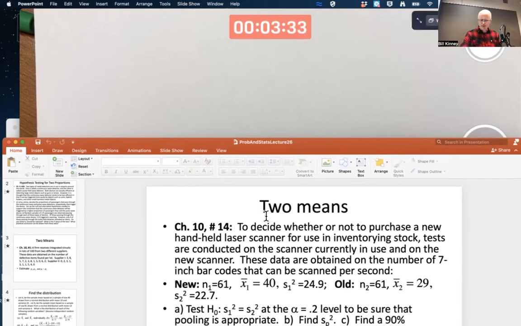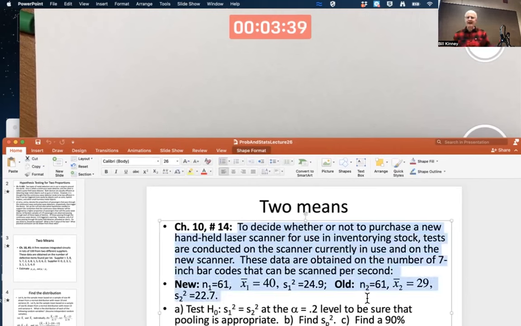Let's work on this problem that we see here from chapter 10, number 14. We're trying to decide whether or not to purchase a new handheld laser scanner for use in inventorying stock. Tests are conducted on the scanner currently in use and on the new scanner. And these data are obtained on the number of 7-inch barcodes that can be scanned per second. We've got two independent samples from two populations is the idea.